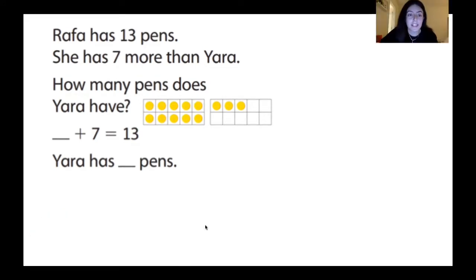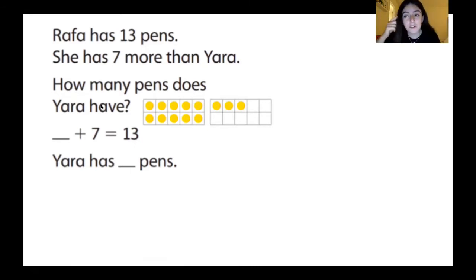All right, so let's get started. All right, scholars, let's get started. This is our word problem. So let's read it together. Ready? Let me see your fingers. Point to the problem, go. Says, Rafa has 13 pens. She has 7 more than Yara. How many pens does Yara have?